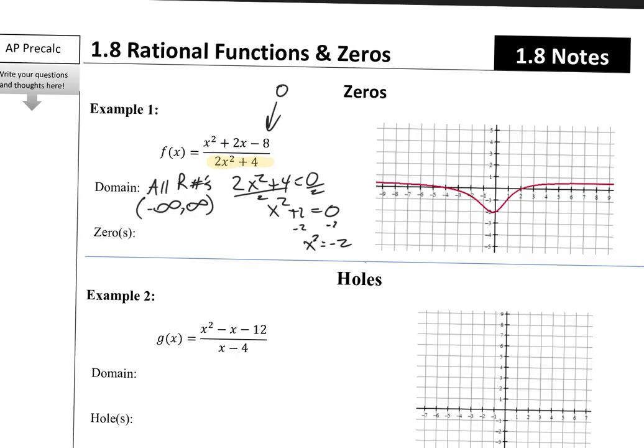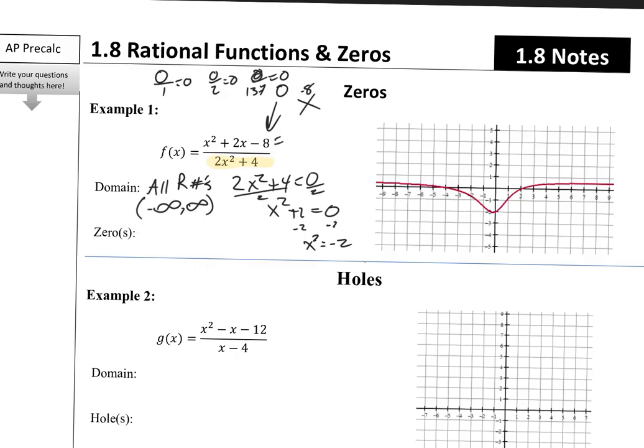You can think about that because if I had 0 divided by 1, obviously that's 0. If I had 0 divided by 2, obviously that's 0. If I had 0 divided by 137, that's still 0. So it doesn't matter really what the bottom is. It's just that the top is 0. So to do that, we're going to factor this top.